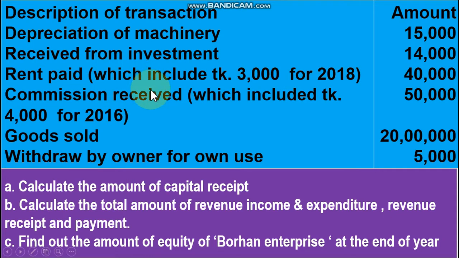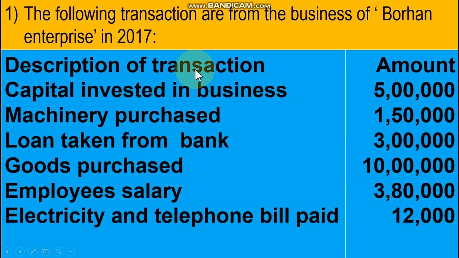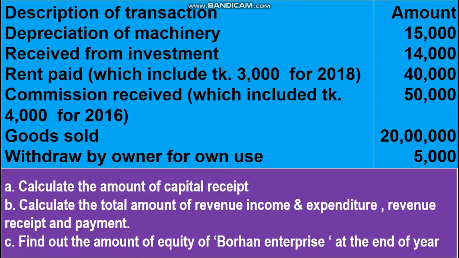If we see the question, revenue income: capital invested, it is already capital. Machinery purchase, it is capital expenditure, because machinery will give a service for a long time, and no organization purchases machines every day, every week. Loan taken, you know that it is capital receipt. Goods purchase, this is revenue expenditure. Then employee salary, this is also revenue expenditure, because regularly you have to pay. Electricity and telephone bill paid, this is also revenue expenditure. And then depreciation of machinery, this is also a revenue expenditure.